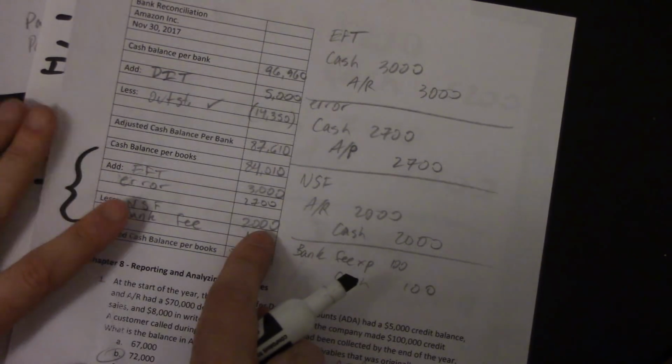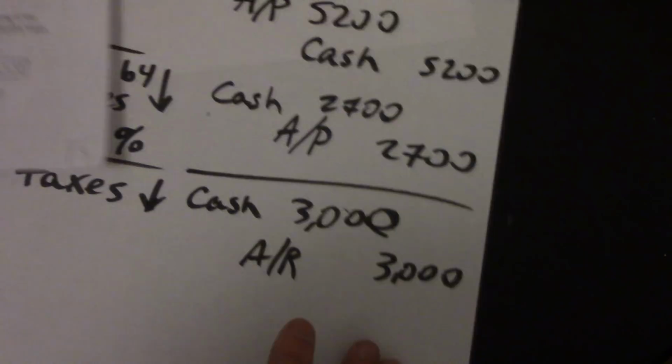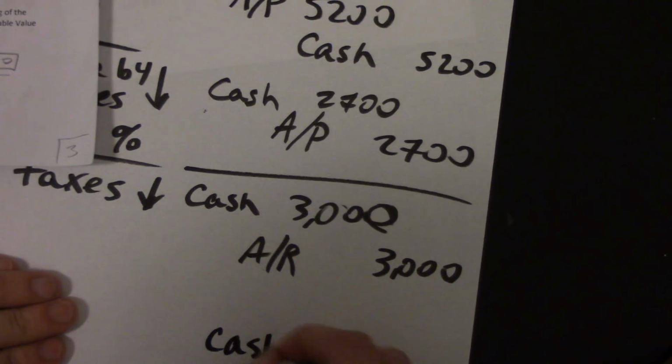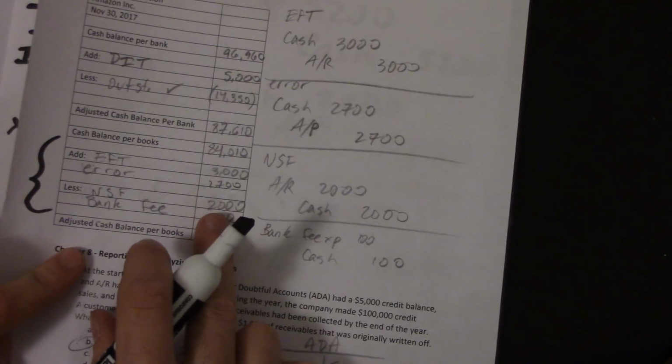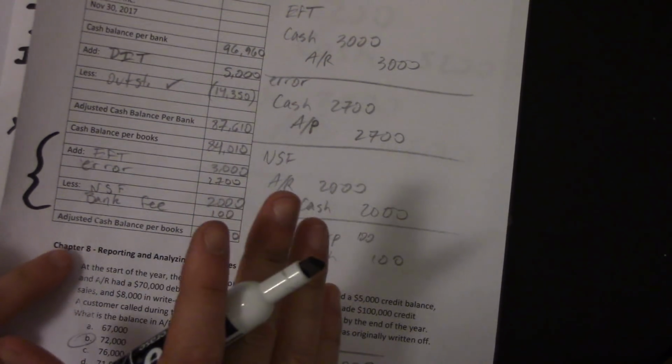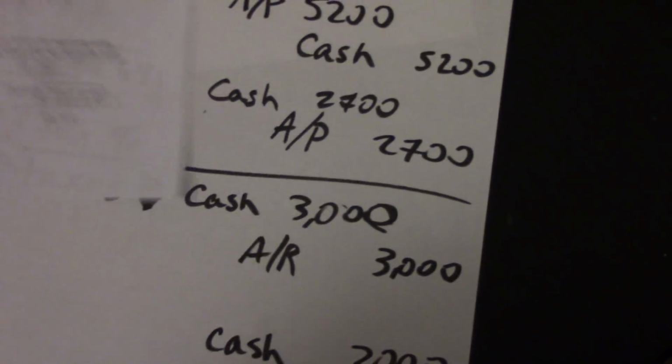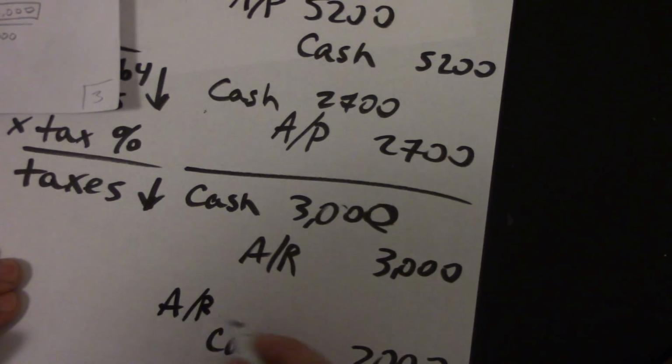The bounced check for $2,000. We're subtracting cash, or we're going to credit cash for $2,000. And the bounced check, this is probably from a customer paying off something that they owed. So we're going to debit accounts receivable for $2,000.